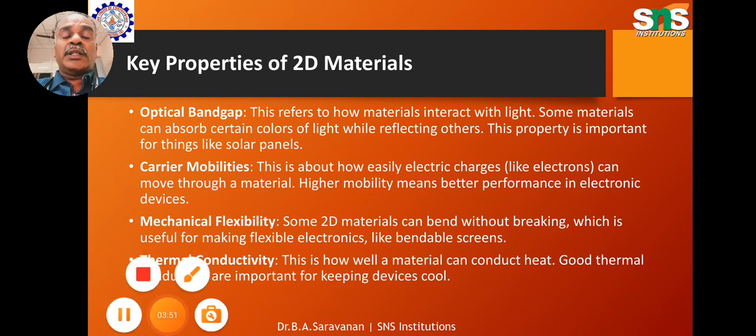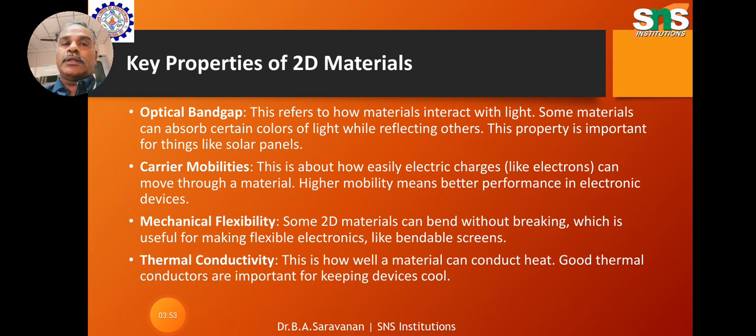So these are all the main properties. Already we have seen the optical band gap, then carrier mobility, which means it can carry ions and electrons through the material. Then mechanical flexibility, that without breaking it can flex. Okay, used for many layers.